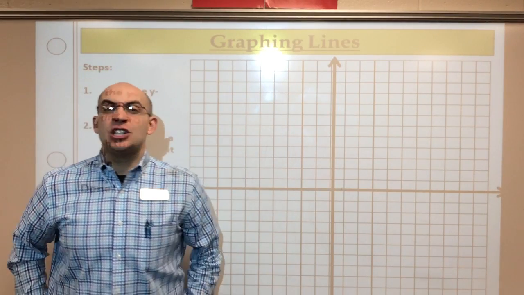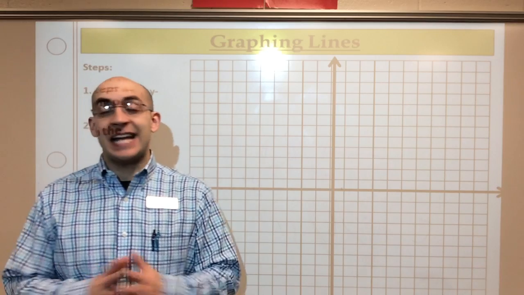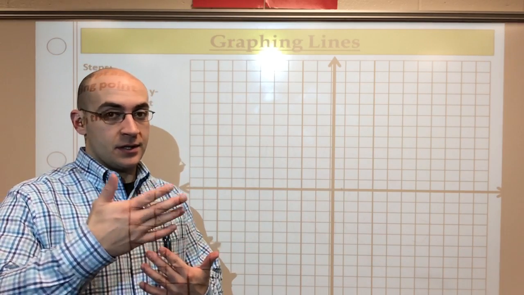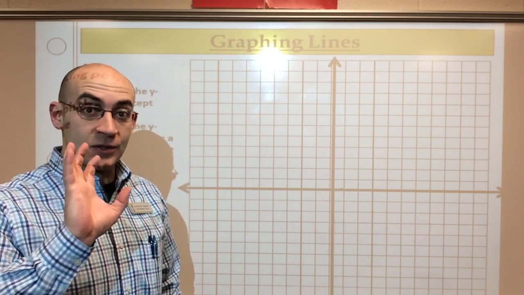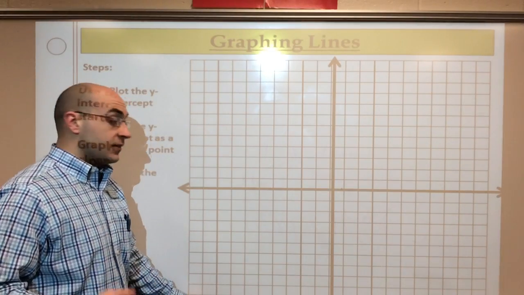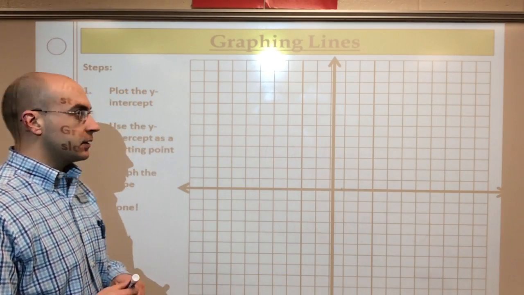Graphing lines, super huge deal. You need to be able to graph a line, any kind of line on the coordinate plane. So this is the next logical step from slope and slope-intercept form. Slope-intercept form is what you need to graph a line properly. So I've got a couple of steps here, and we'll do a lot of this. We're going to spend a lot of time on graphing lines.